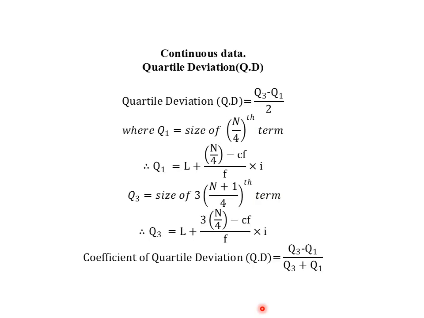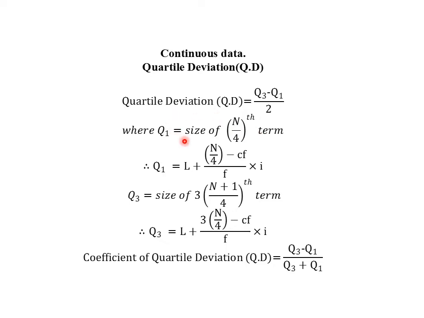Next, we are going to find the quartile deviation for the continuous case. Quartile deviation is obtained with the help of (Q3 minus Q1) divided by 2. Here Q1 is obtained with the help of size of n divided by 4 term, not n plus 1. When you come to discrete as well as raw data, you have to calculate Q1 as size of (n plus 1) by 4 term. When you come to the continuous case, Q1 is calculated with the help of size of n by 4 term.